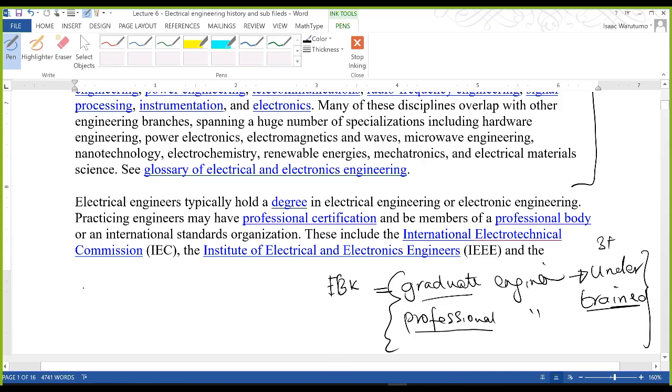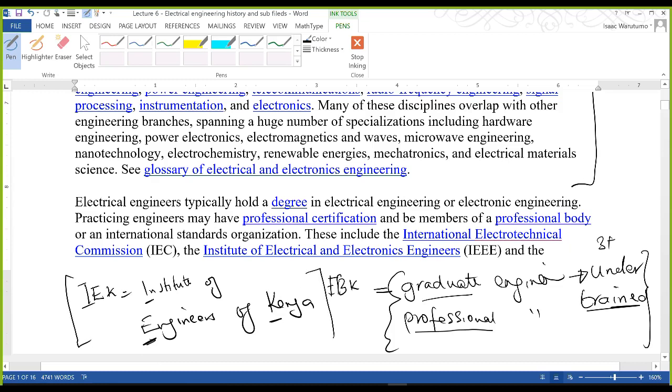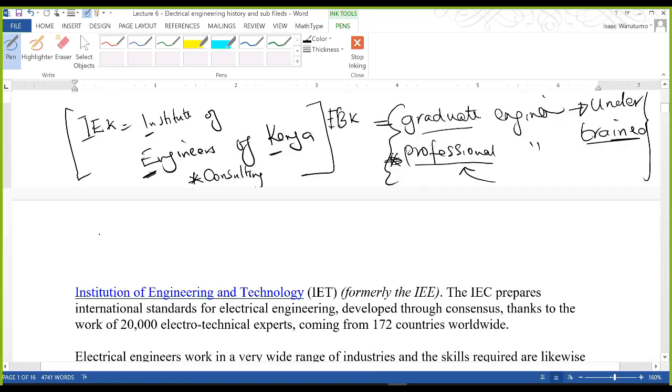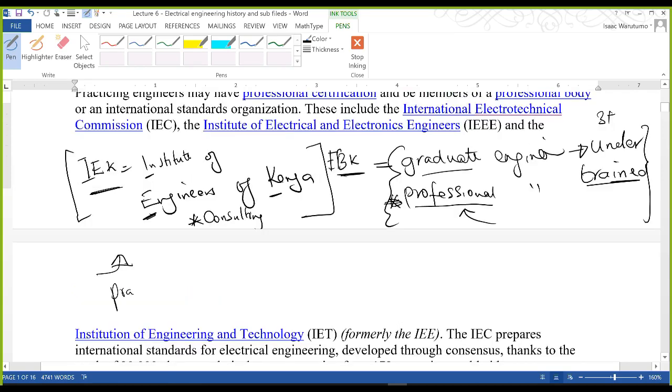There's another body in Kenya called IEK. You can always Google that. It is a society called the Institute of Engineers of Kenya. Sometimes you may not follow the route of being given professional engineer status by the EBK, but there is another level where you can be registered by IEK. IEK is also a body that can accredit you in Kenya, and therefore you are allowed to practice as an engineer. So you have two options, either working with EBK or working with IEK. I just try to clarify that. Two paths you can follow to become an engineer.